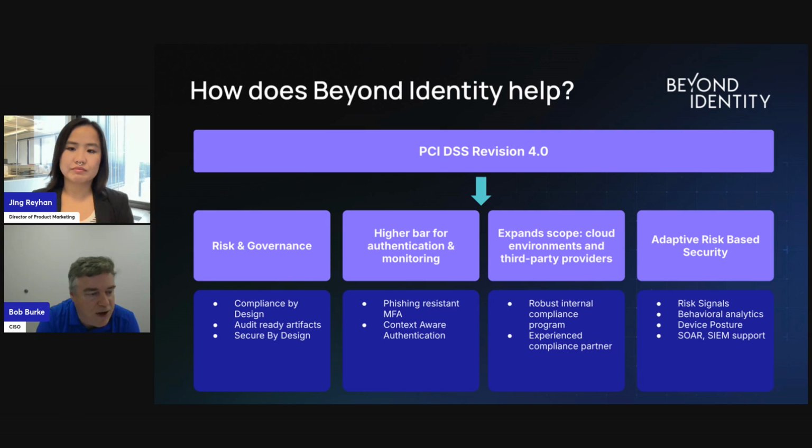And then finally, we have a rich set of APIs that allow you to integrate into any kind of SIEM or any kind of SOAR environment, so that you can meet those kind of dynamic risk-based requirements for PCI. Yeah, I mean, this hits a lot of the core controls that PCI 4 is looking for.